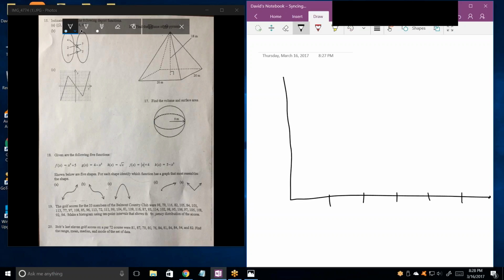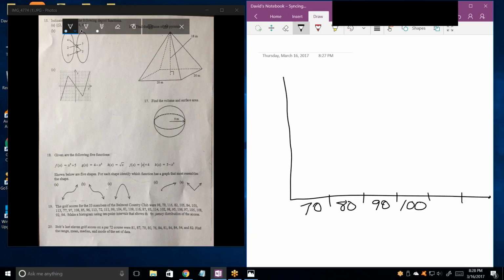Well, these are golf scores. So what's the lowest score up there? It looks like 77? No, 72. Yeah. All right, so let's make this the 70s. These will be 80s. These will be 90s. These will be hundreds. Notice that there's a 10-point interval for each one.